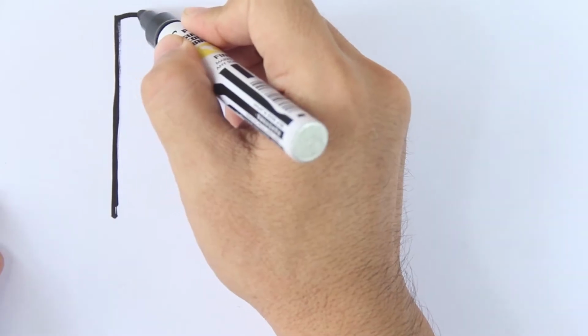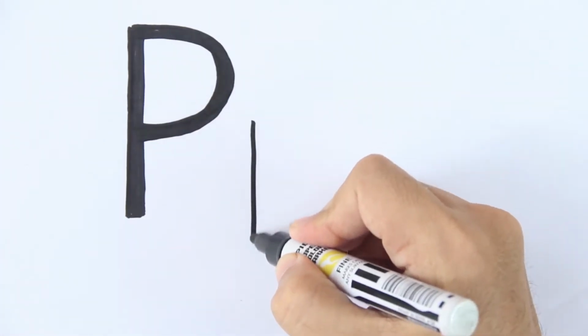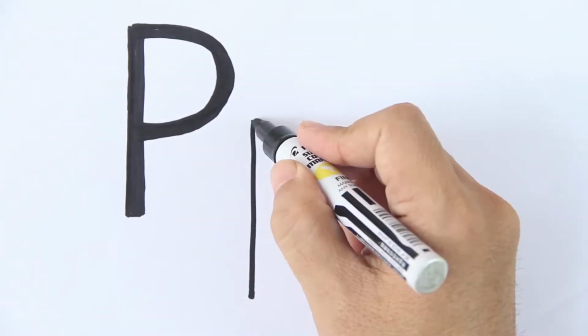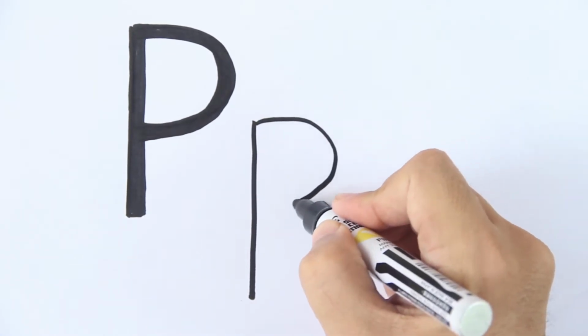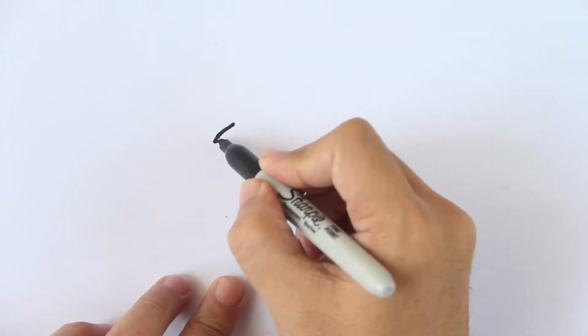This is capital letter P. And this is small letter p. P is for peacock. Let's draw a peacock.